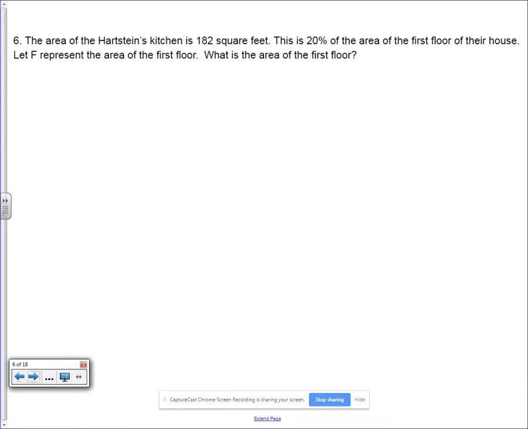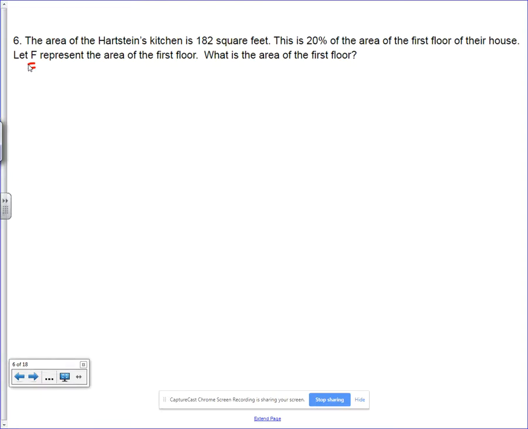The area of the Hartstein's kitchen is 182 square feet. This is 20% of the area of the first floor of their house. Let F represent the area of the first floor. What is the area of the first floor?